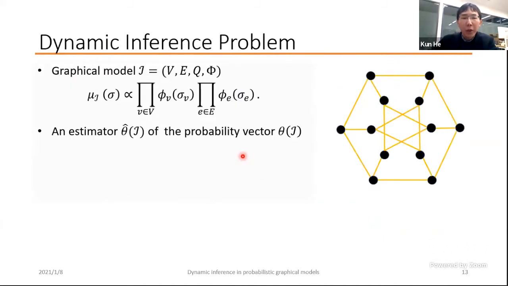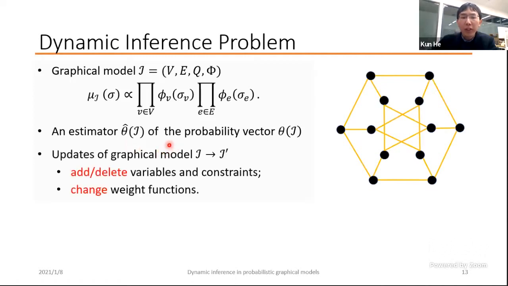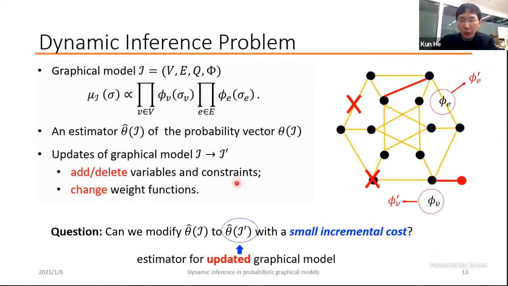Thus, in this paper, we consider the dynamic inference problem. Given a graphical model I, let theta I denote the target probability vector, and theta hat I denote its estimator. In dynamic inference, the graphical model itself can change dynamically with time. Specifically, one can add and delete variables and constraints and change the weight functions. The goal is to calculate the new estimator theta hat I prime. My question in this paper is, can we modify theta hat I to theta hat I prime with a small incremental cost such that theta hat I prime is a reasonable estimator?